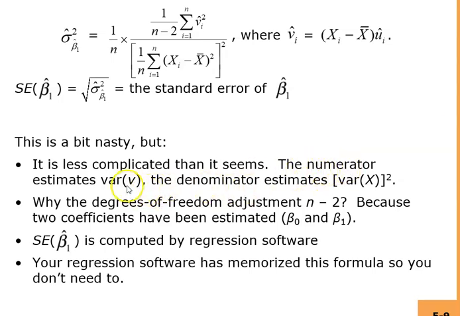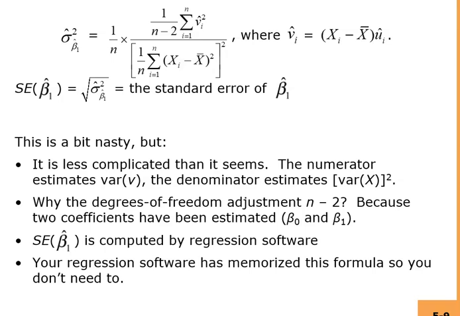So the numerator estimates the variance of v and the denominator estimates the variance of x. I've already explained why it makes intuitive sense, the role that these two terms play in the calculation of variance, and how they affect the number that we get for the variance of beta 1 hat.